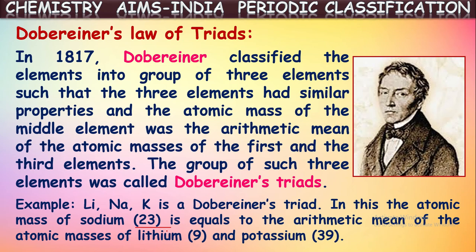Okay, in this way he arranged three elements as one set, and he observed that these three elements have the same chemical properties, and at the same time the atomic mass of the middle element is nearly or exactly equal to the arithmetic mean of the atomic mass of the first and third elements. He called these three elements one set, and he called those a triad.